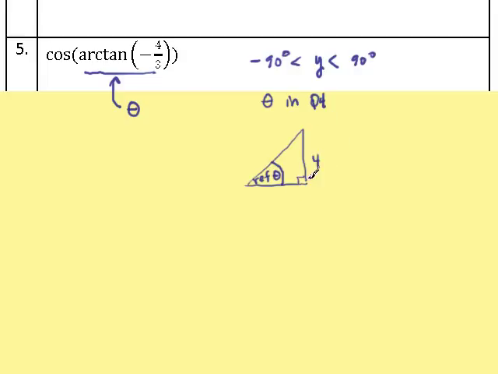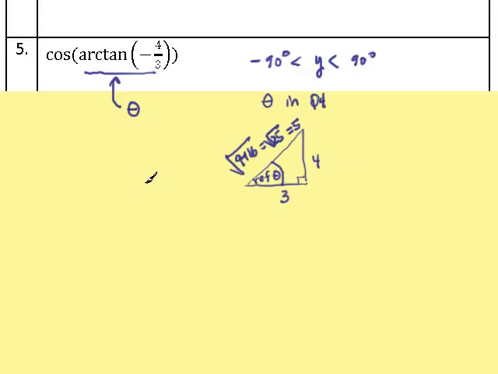So let's just fill that in. And let's find the third side with the Pythagorean theorem. 3 squared is 9. 4 squared is 16. So the third side of this triangle is 5. The hypotenuse is 5.